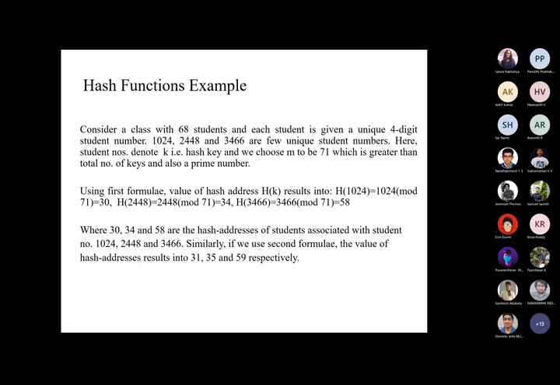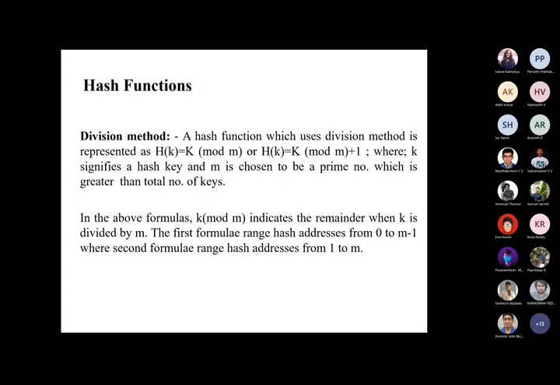So 30, 34, and 58 are the hash addresses of the students with student numbers 1024, 2448, and 3466. Similarly, if I use the second formula, h(k) = (k mod m) + 1, the hash addresses are 31, 35, and 59 respectively. This is how we use a hash function. The hash function in the division method uses a simple division.